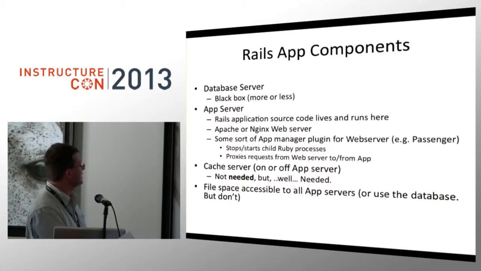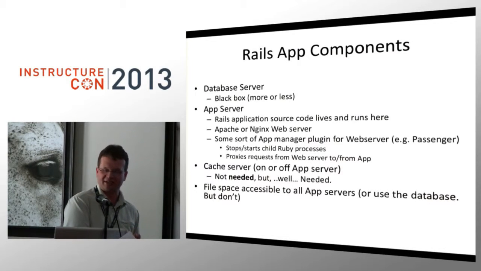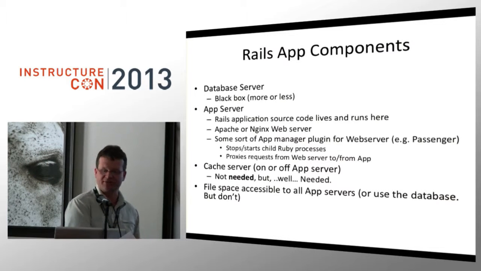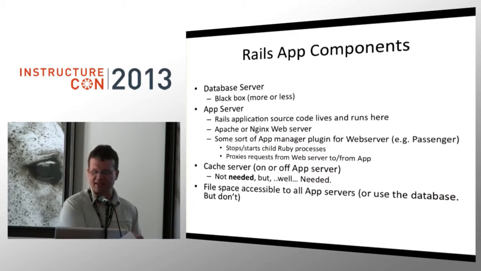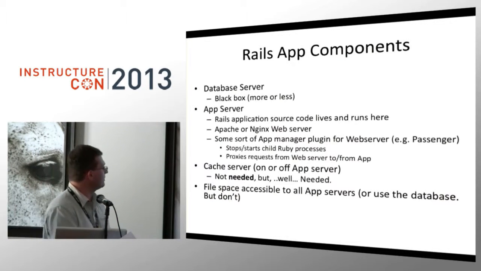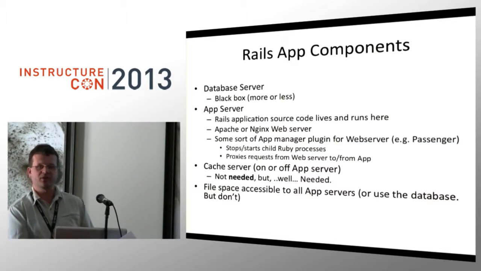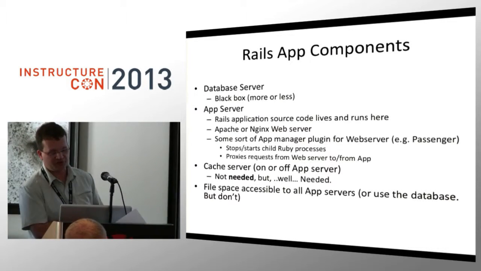There's a database server. It's typically treated more or less as a black box. The app server is where the actual Rails application source code lives. On top of that, you'll have an Apache or Nginx or something like that web server, and then some sort of app manager plugin that lives between the two of them, such as Phusion Passenger. This handles starting and stopping the Ruby processes and proxies requests from the web server to the app.